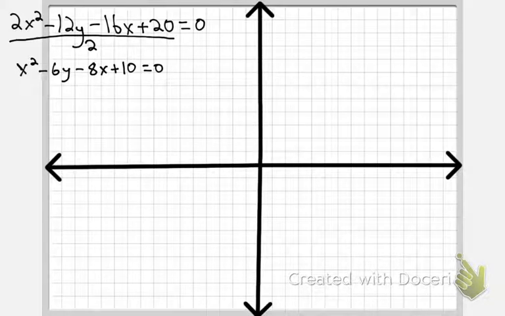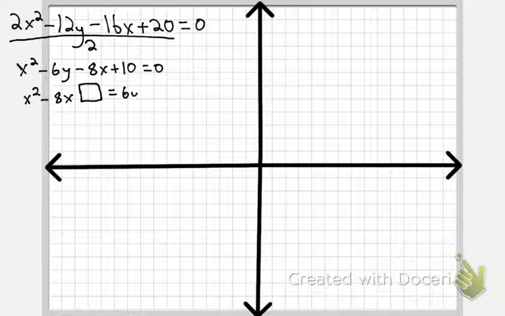Alright, so you do that because the number in front of the variable squared has to be 1 for it to be a parabola. So to make it 1, you had to divide by 2. Okay. So now I'm going to align my x's and my y's. In this case, the constant 10 will go with the y. So I will have x squared minus 8x box equals positive 6y minus 10 box. Okay?